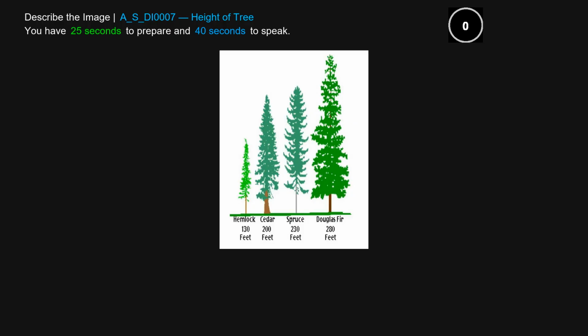The title of the image is Height of Different Trees. Following things can be seen in this image, such as the hemlock 130 feet, cedar 200 feet, spruce 230 feet, Douglas fir that is 280 feet. The maximum height of the trees is Douglas, whose height is 280 feet, and the minimum height of the trees is hemlock, which is 130 feet. The image is represented by brown, green as well as black in color. Overall, the image provides crucial information about the heights of the different trees.